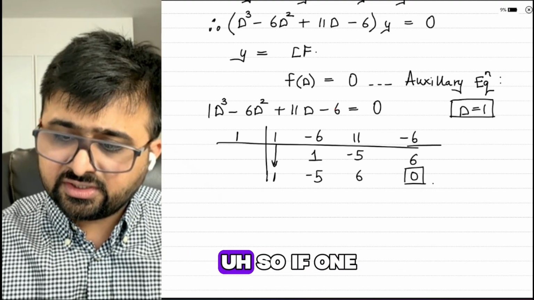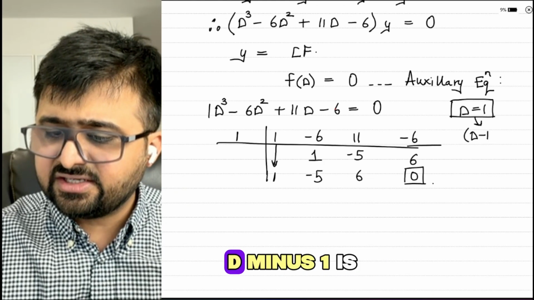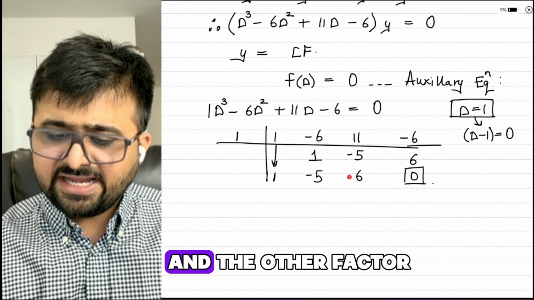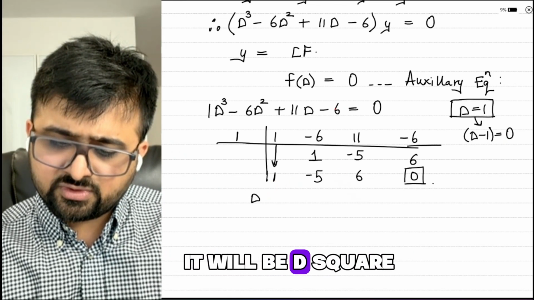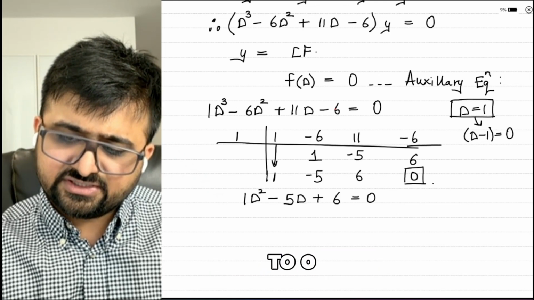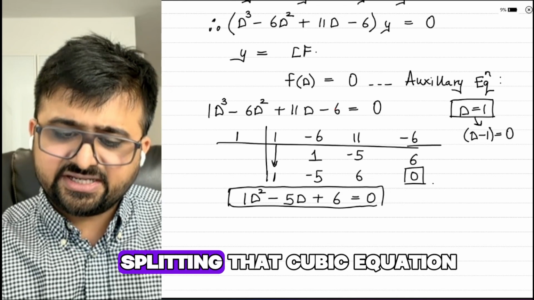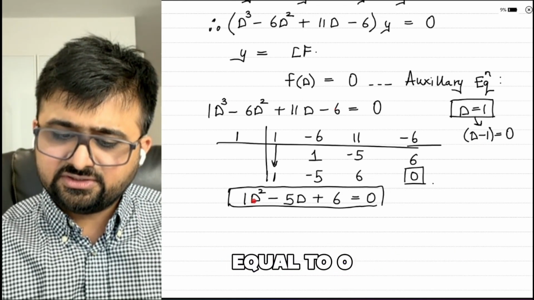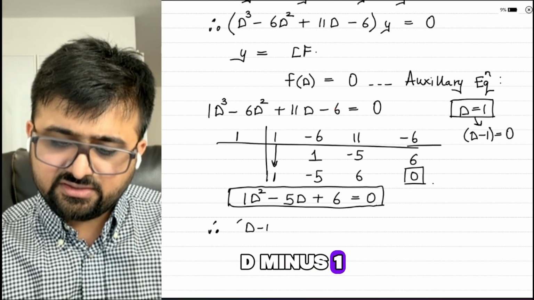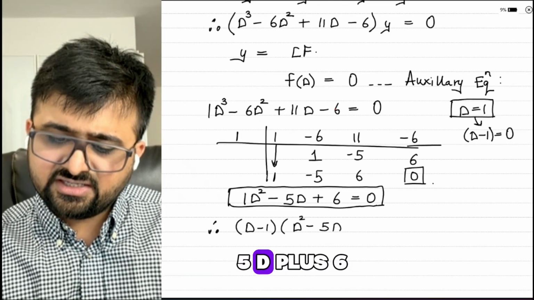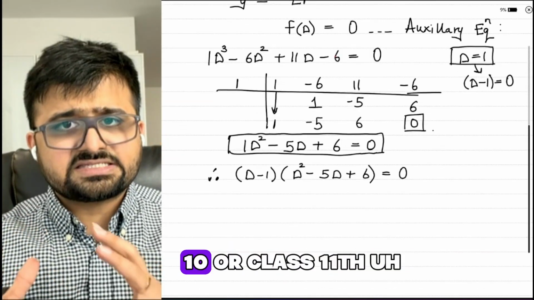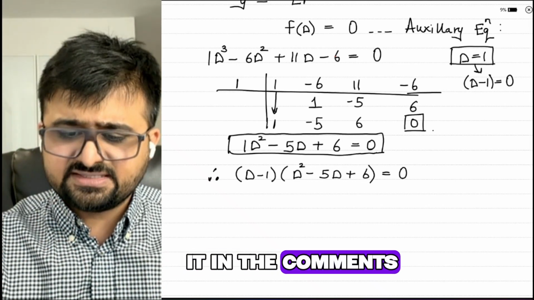If one root is D is equal to 1, we can say that D minus 1 is equal to 0 is one factor of this cubic equation. The other factor will be from here: D^2 minus 5D plus 6 is equal to 0. So you are basically splitting that cubic equation into two factors. Therefore you can write this cubic equation as (D minus 1) times (D^2 minus 5D plus 6) is equal to 0. I hope that synthetic division makes sense. You would have done that in your class 10th or 11th, but if you have any questions, feel free to post them in the comments.